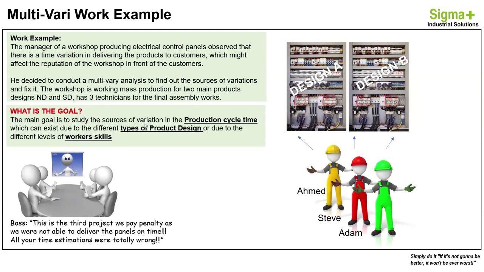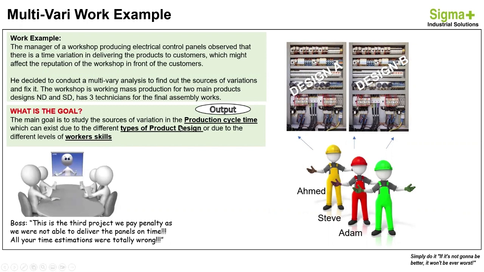The goal here is to study the sources of the variation in the production cycle time. The production cycle time is the main factor related to the on-time delivery to the customer. That's why it is considered to be the output, right? And this variation can exist due to the different types of product design. And there is also a second doubt about the worker skills. So there could be two contributing factors on the production cycle time.